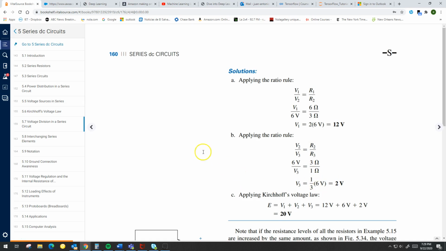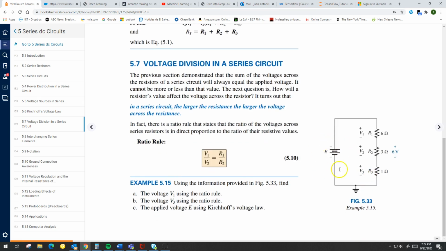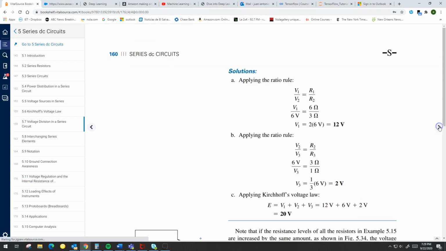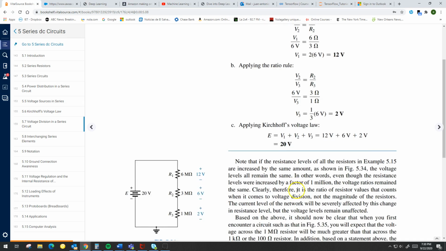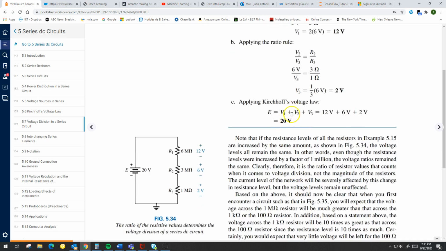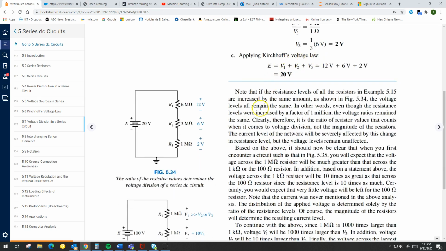So notice how you didn't have to know the value of the source voltage in this case, because we are given one of the voltages, and if you know one of the voltages, you'll know the other ones if you know the resistances. And based on Kirchhoff's law, when you add up the voltages, V1 is 12, we found that out. V3 is 2, and V2 is already given at 6. So when you add up all the voltages, you get that the source voltage is equal to 20, which is found by using Kirchhoff's law, by simply adding the voltages.